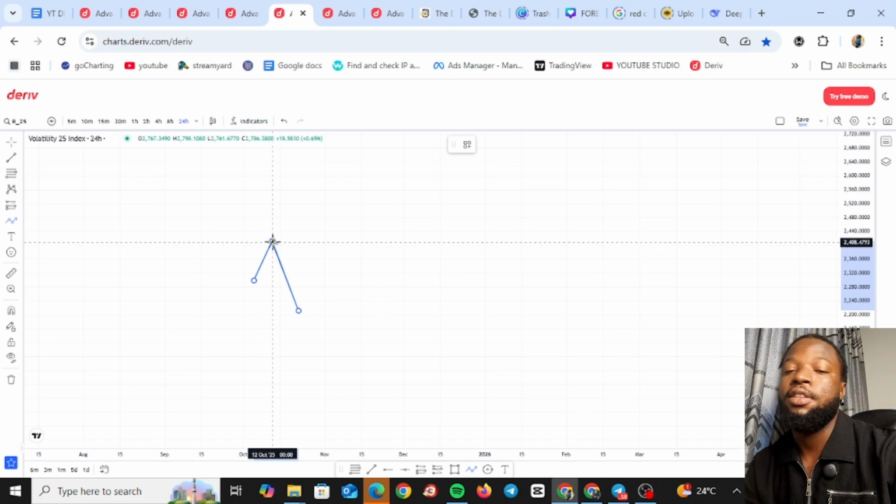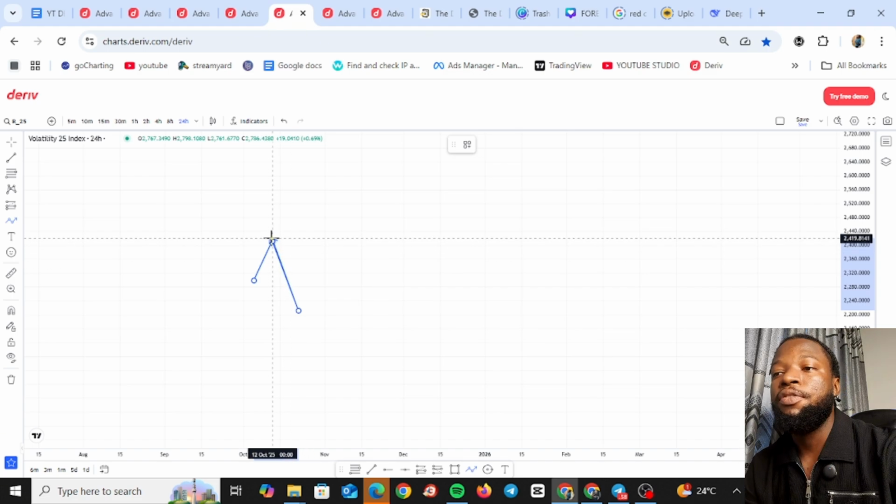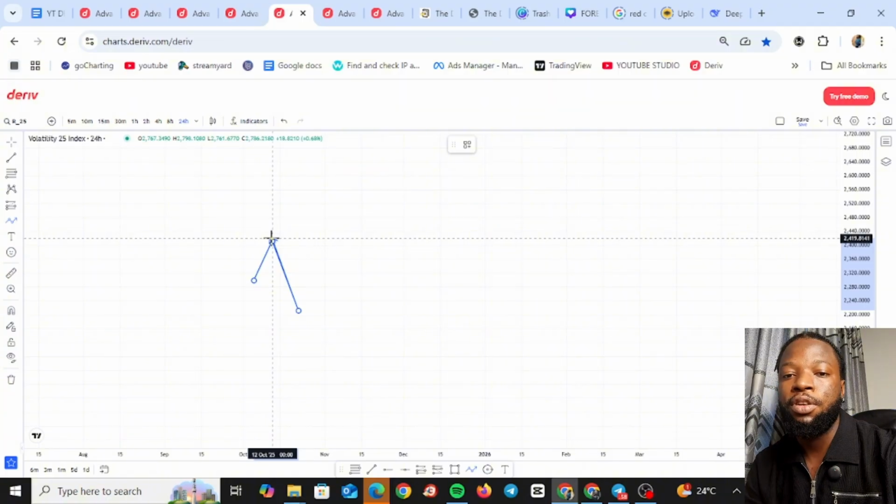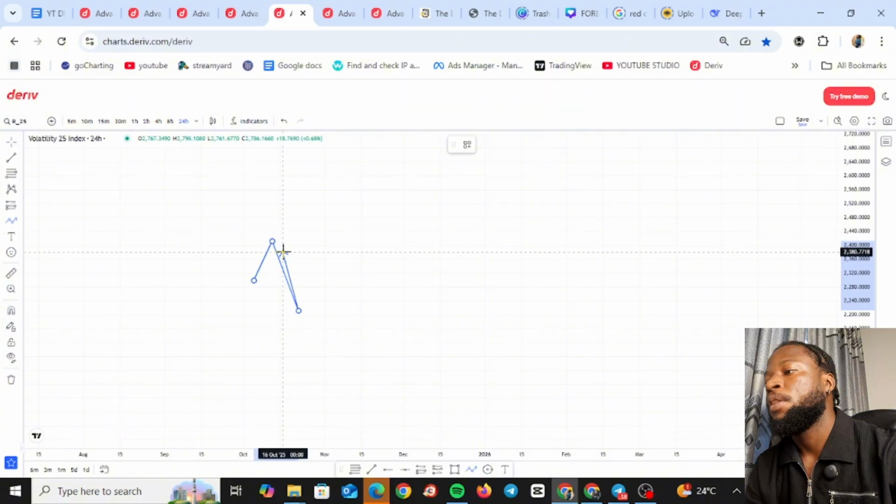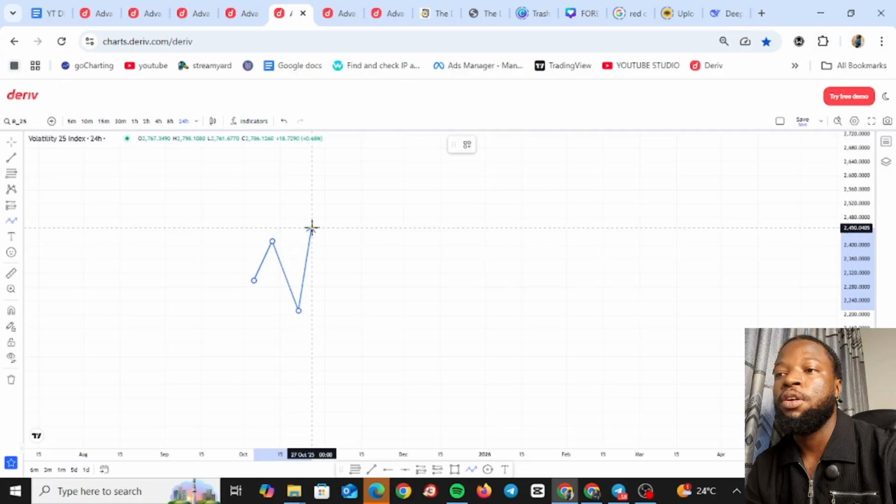The higher high here is the liquidity that is being created. So this liquidity must be swept, which is the first rule that guides the advanced market structure. Okay, so there must be a sweep of liquidity. So this liquidity has been swept by this.